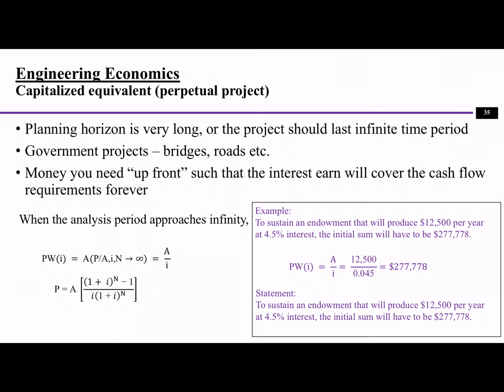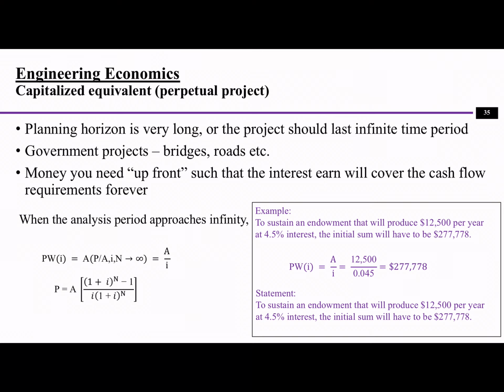For example, government projects, bridges, roads, long-lived buildings, or some funds and investments. It usually is called the money needed upfront, such that the interest earned will cover the cash flow requirement forever, right? So this is a kind of perpetual project calculation with capitalized equivalent.